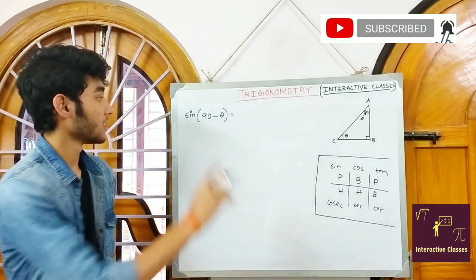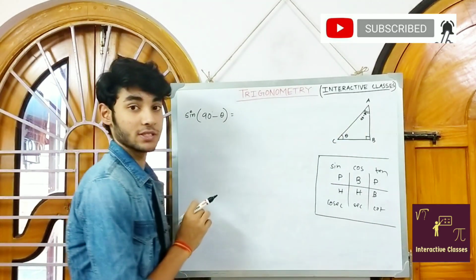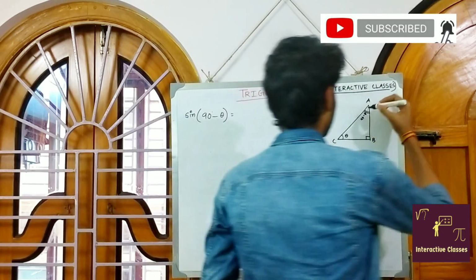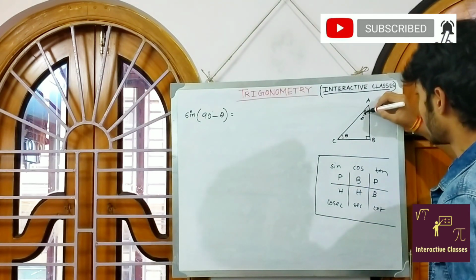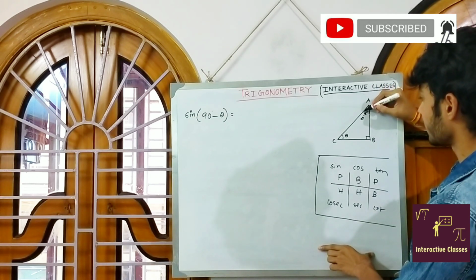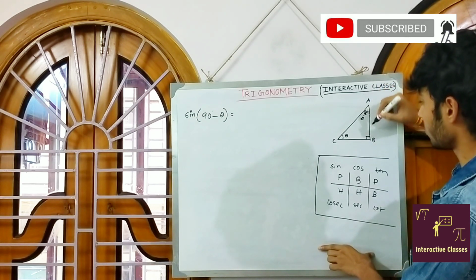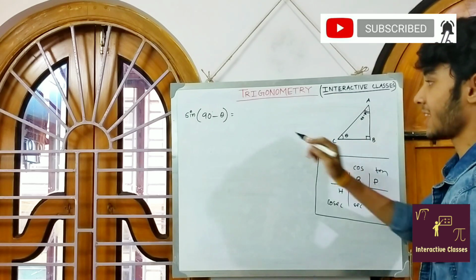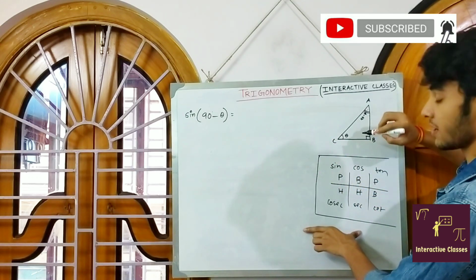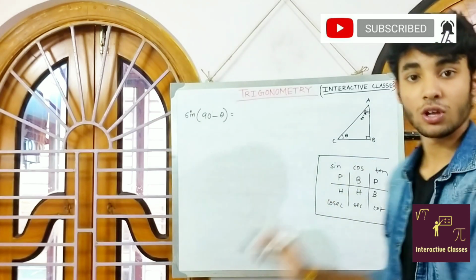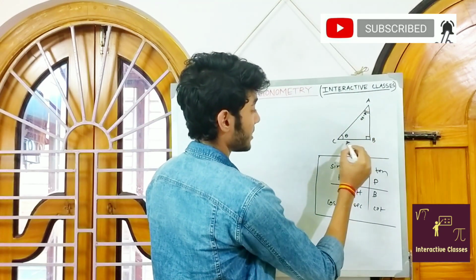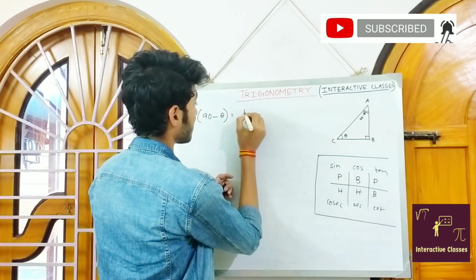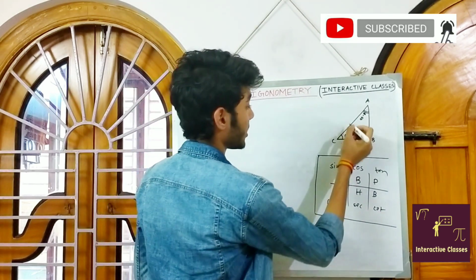Now sine 90 minus theta is how much? We know that angle A is 90 minus theta. So by this respect, sine 90 minus theta is perpendicular by hypotenuse. From this respect, the perpendicular is BC and the hypotenuse is AC.